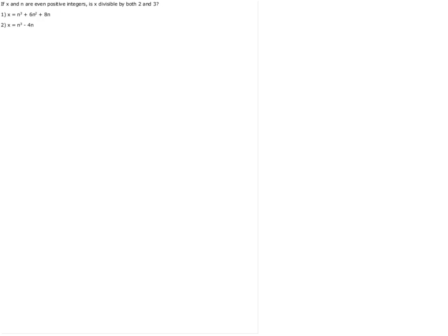So x and n are even positive integers. We want to know: is x divisible by both 2 and 3? In other words, is x divisible by 6? Either way you want to look at it. So statement 1: x is equal to n cubed plus 6n squared plus 8n. Of course, what we're going to do here is default back to our best practices, one of which is to factor out common terms.